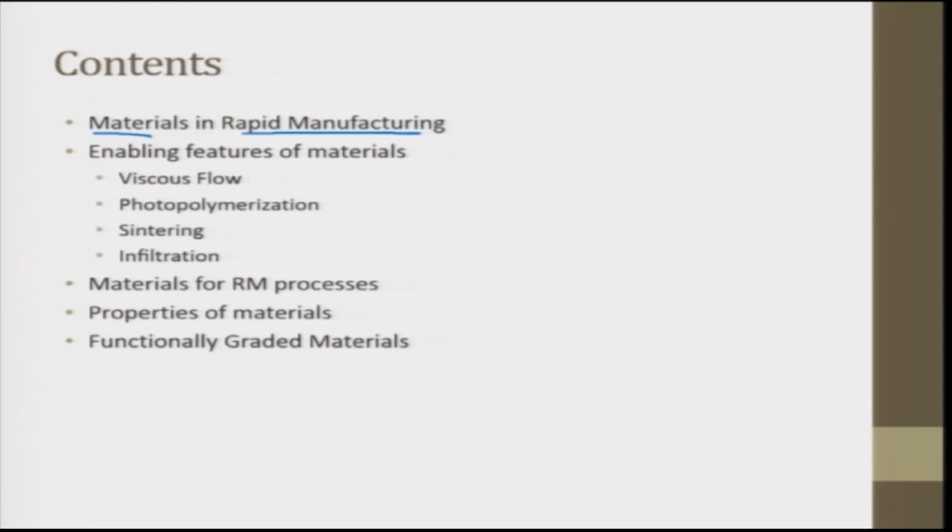First, we will discuss the materials in rapid manufacturing. What are the general materials? Then we will discuss the enabling features for the materials. Then we will see what are different kinds of materials, for instance metals, ceramics, different kinds of polymers, composites. Then we will see the properties of materials. Then we will see what are functionally graded materials.